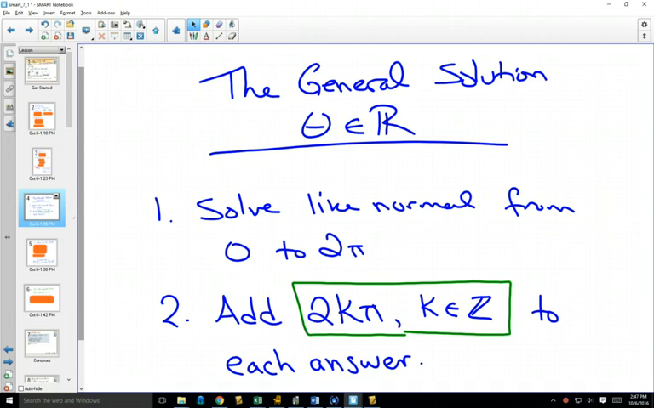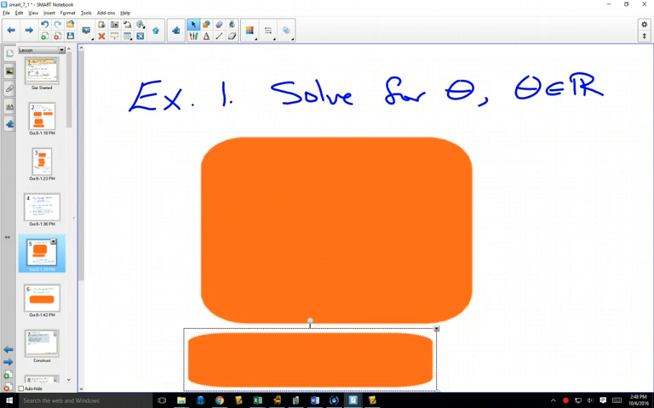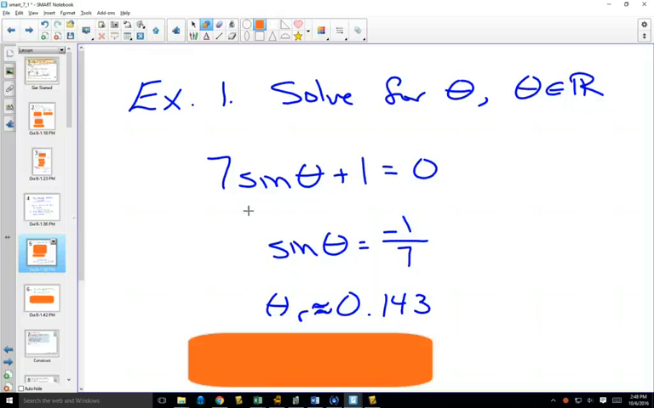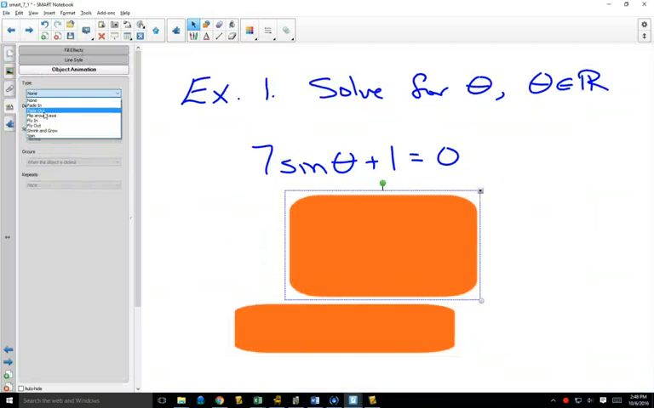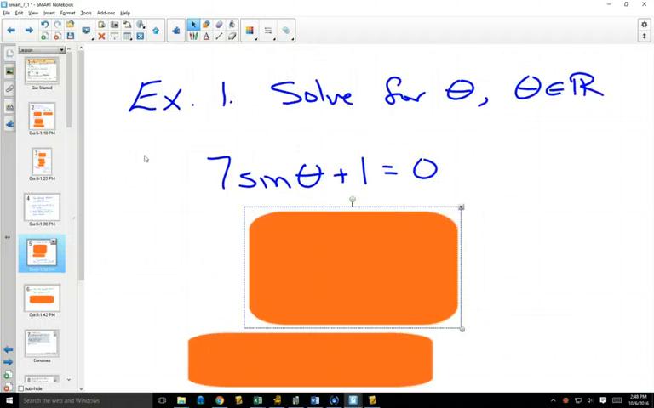So this is what's new to Chapter 7. You won't have general solutions on your Chapter 6 test, but step 1 is what you're doing in Chapter 6, solving like normal. So the reason we're doing it is because it practices what we've done in Chapter 6 so far. So at the bottom of the page, we're actually not going to do example 1. If you want to put an X through it, we're going to do this example 1 instead. And we're going to solve for theta, where theta is a real number, for 7 sine theta plus 1 equals 0.